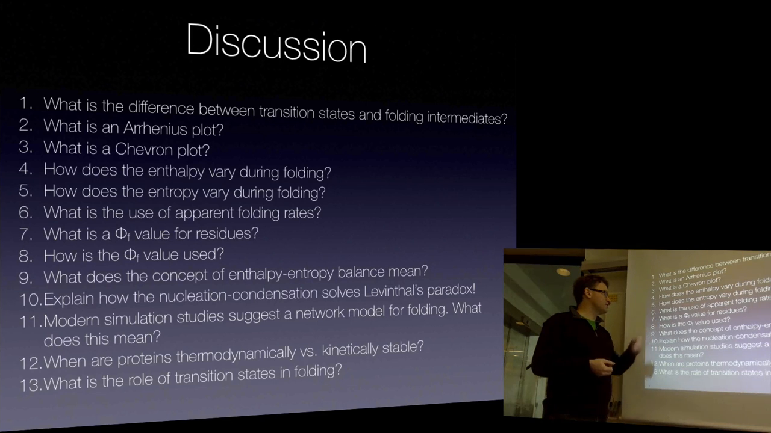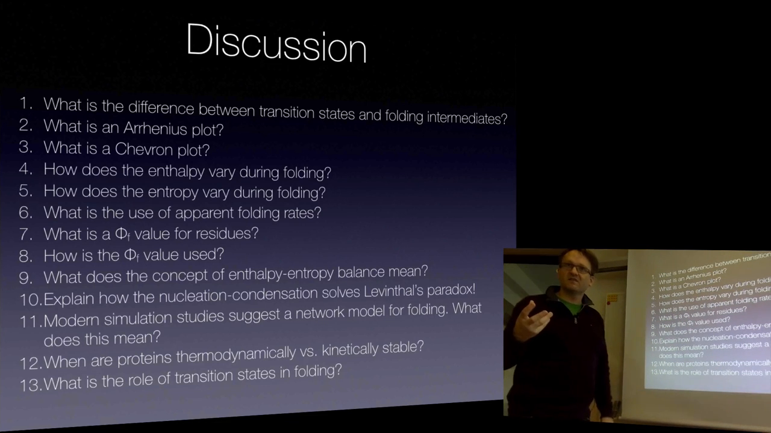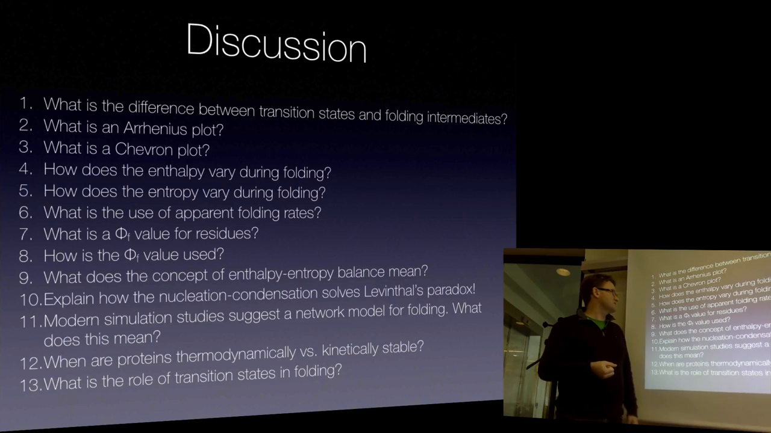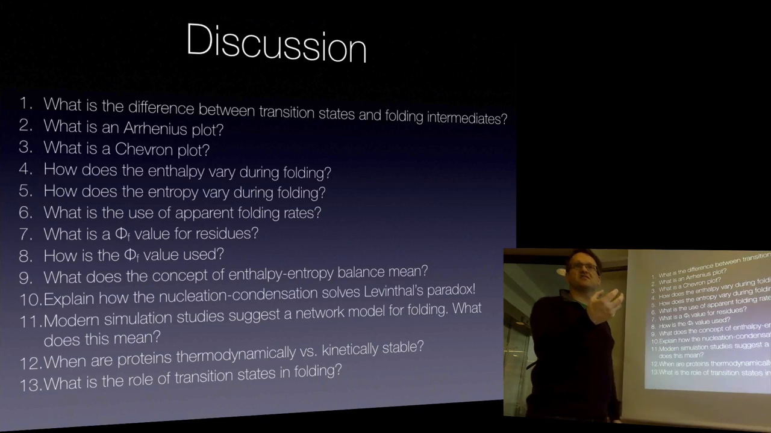So the phi value was a smart way of looking at whether residues were part of this transition state, right? And we can't observe it. But the key thing with the phi values, we can see if I change residue 14, if the stability of this residue affects things already in the transition state. So if it affects the transition state just as much as the final state, if phi is 1, then this residue was part of the transition state.